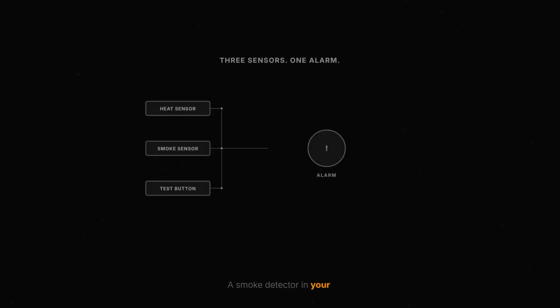A smoke detector in your house is watching for exactly one thing to go wrong, using three completely different sensors, and it only takes one of them to trip before that alarm is screaming at you.